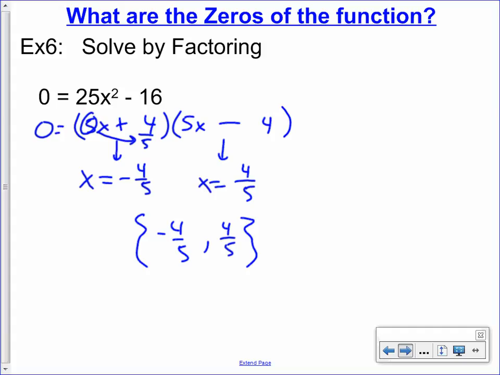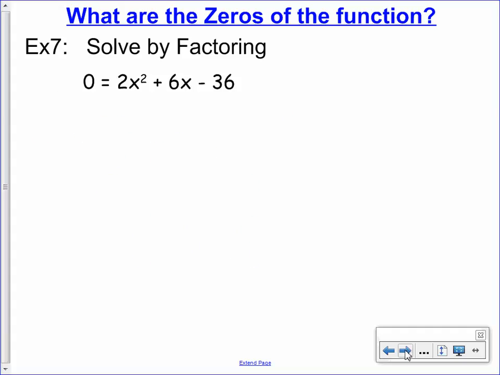For example 7, for all of them, you have to be looking for the greatest common factor. In all of the work that I assign you, the GCF always comes first. So make sure you GCF before you try any other factoring method. Over here, we have a GCF of 2. So if you pull out the 2, you're left with x squared plus 3x minus 18.